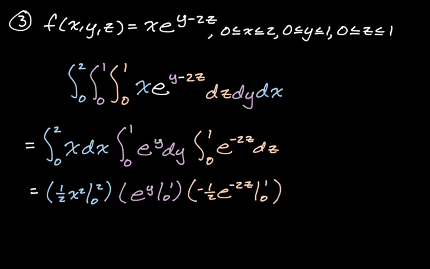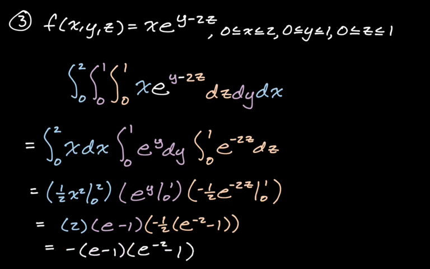So you get 1/2 of 4 minus 0, so half of 4 is 2. And you get e to the first minus e to the 0. Don't forget, e to the 0 is not 0, it's 1. So this will be e minus 1. And then we'll have negative 1/2 e to the negative 2 minus 1. I guess you can do 2 times negative 1/2 to get just negative. But then I'm going to leave everything else kind of as is.